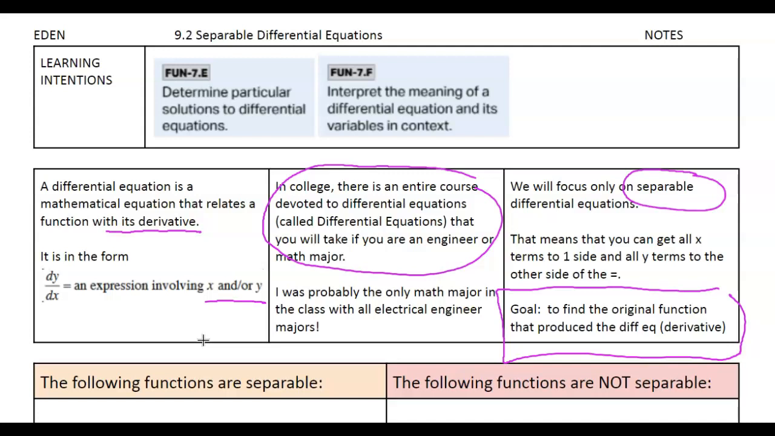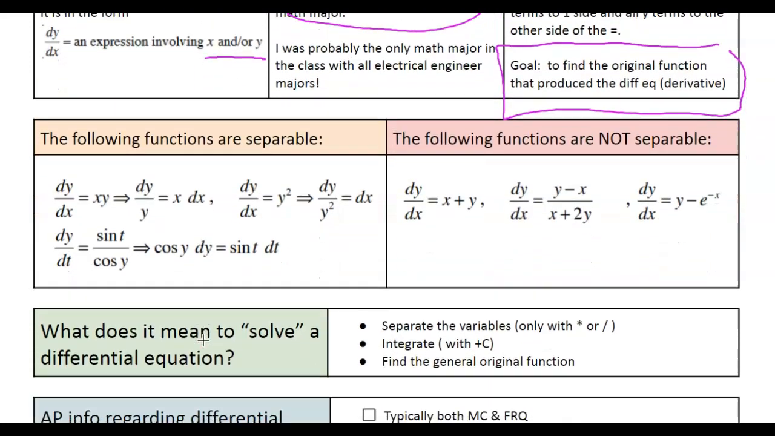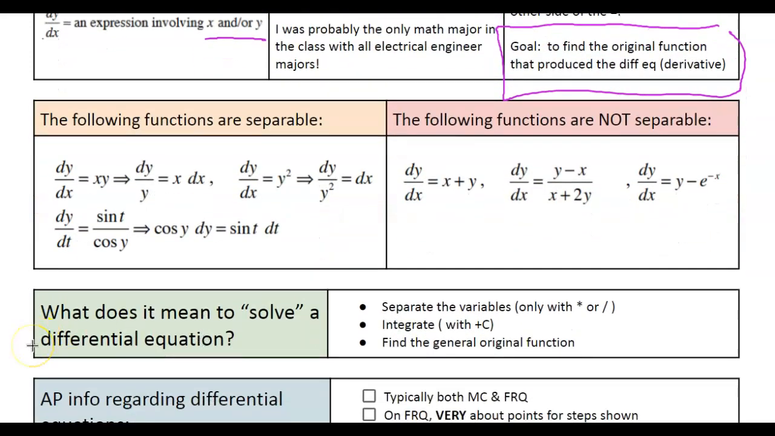All right, and you have done this before when we integrated, except the variables were already separated, so you didn't even realize it. So let's see some examples of what's separable and what's not separable. There is a rule. When you separate, you want to get all the y terms, like y and dy, on one side, and you want x's and the dx term on the other.